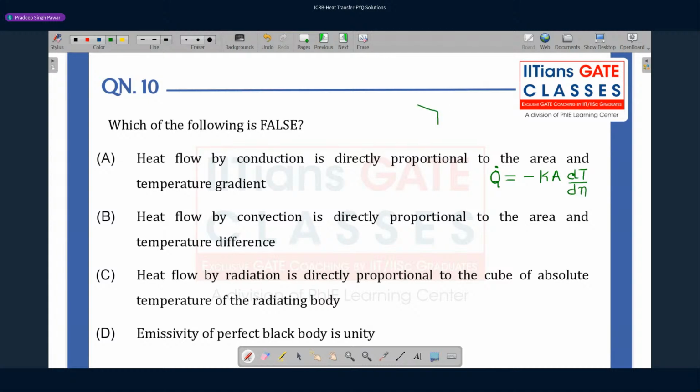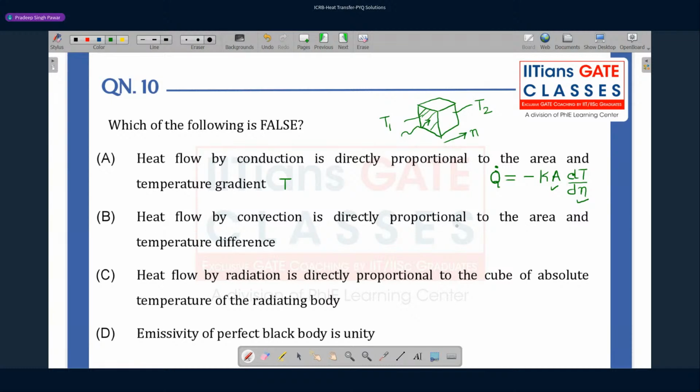Let's say this is our block for reference. This face is maintained at a temperature T1 and this face is maintained at a temperature T2. This is the direction n in which we want to calculate how much heat is transferred via conduction. Fourier's law says the heat transfer rate by conduction is minus K A dT/dn, where K is the thermal conductivity of the material, A is the area normal to the direction of heat transfer, and dT/dn is the temperature gradient in that direction. So the heat flow by conduction is proportional to area and to temperature gradient. This statement is true.